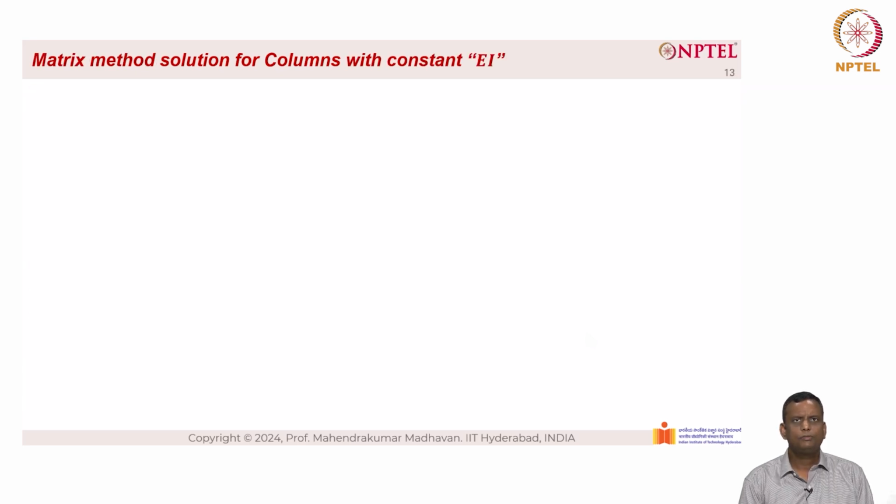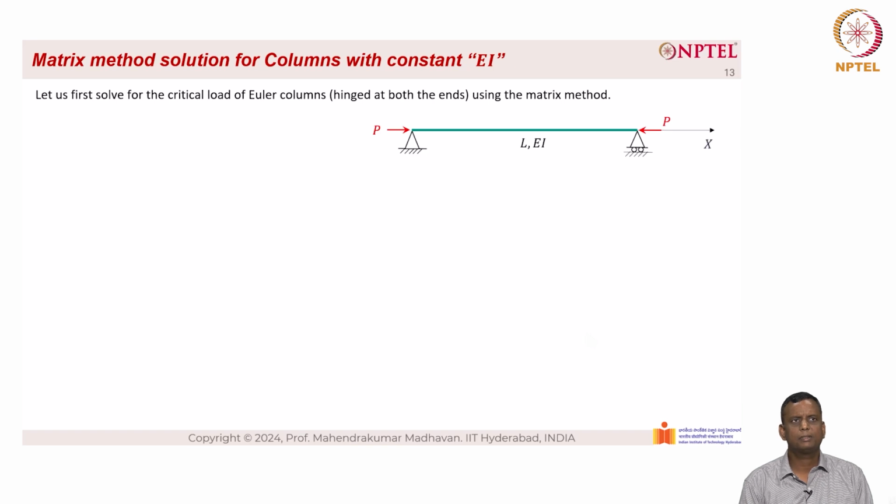Matrix method solution for columns with constant EI. Let us first solve for the critical load of Euler columns hinged at both the ends using the matrix method. So you see a column on the right side which is axially loaded with load P. The length is L, E is the Young's modulus and I is the moment of inertia. For constant EI of x equal to EI into psi of x is equal to EI, which means that the psi of x is equal to 1, which indicates it's a prismatic cross section.